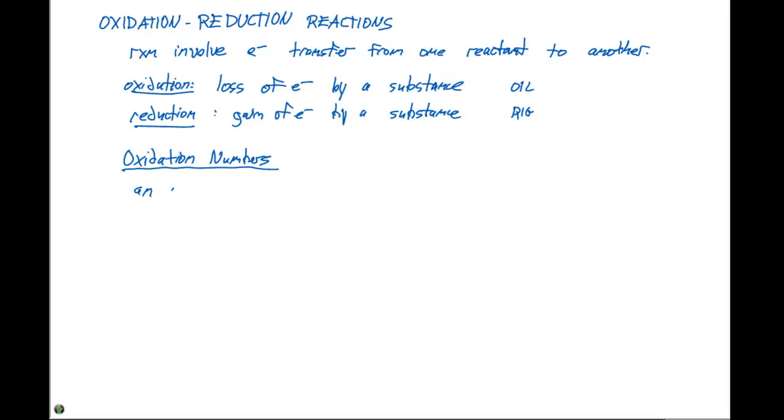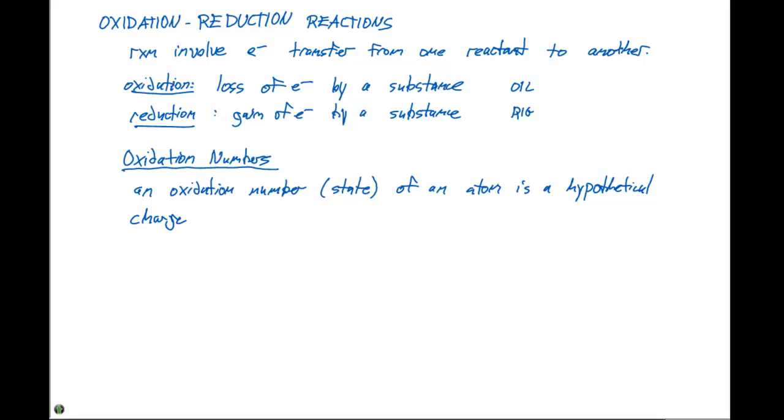So an oxidation number, or sometimes referred to as an oxidation state of an atom, is a hypothetical charge assigned using a set of rules. So let's go over all of these rules.